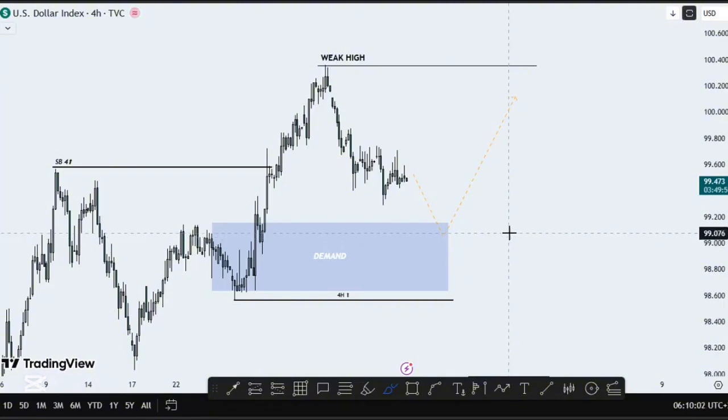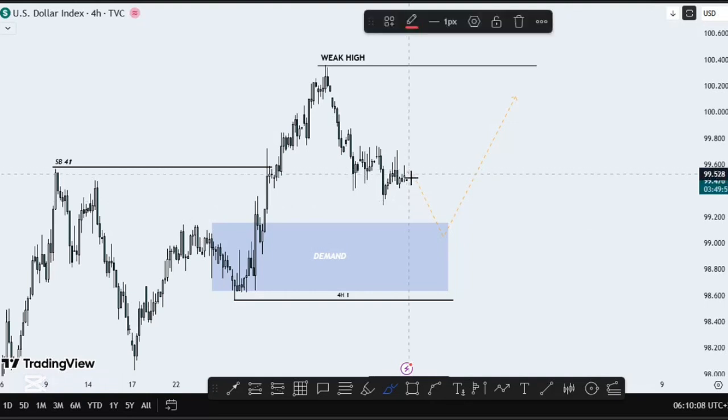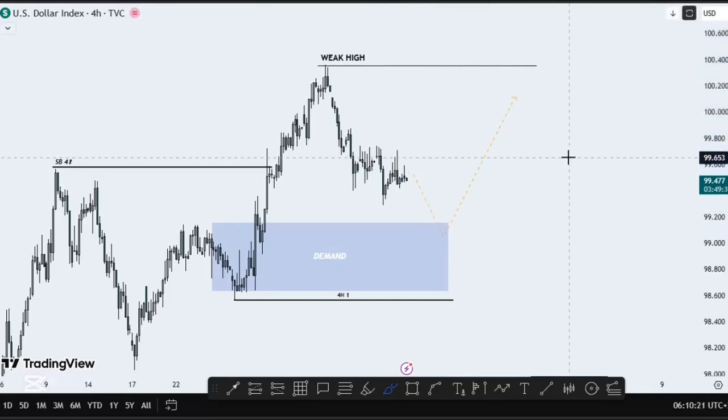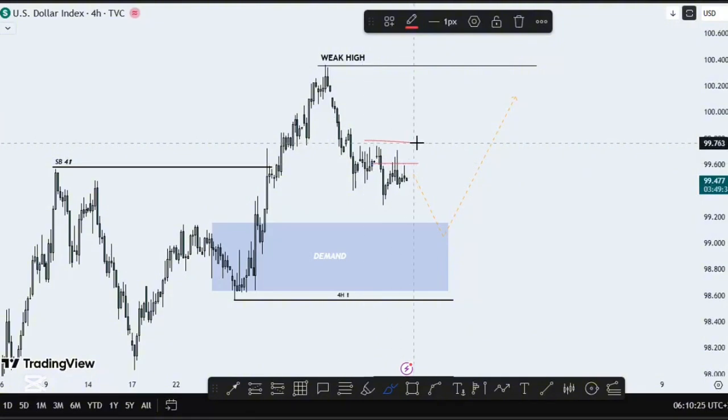Now, what we're looking for to get the perfect entry is for the price to pull back down deeper into that demand zone. Once we hit that demand zone, our bias is going to change, and we're only going to look for bullish setups from that point. But as we can see right now, the DXY is still in a bearish position when it comes to the internal market structure.